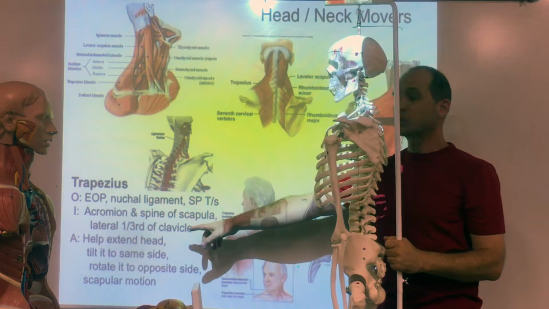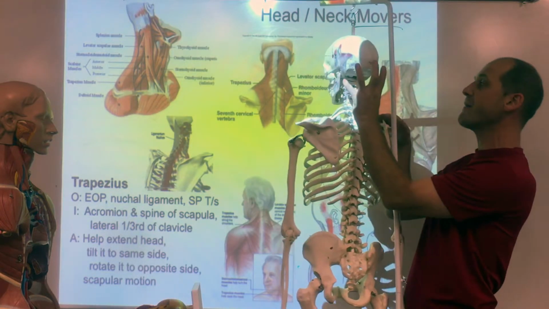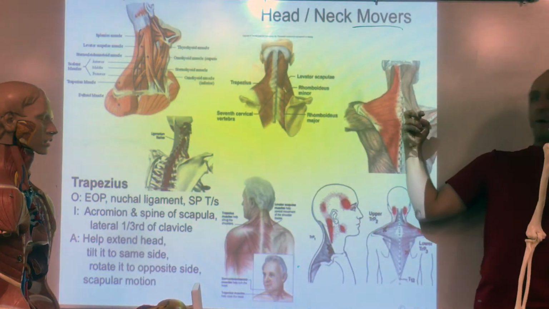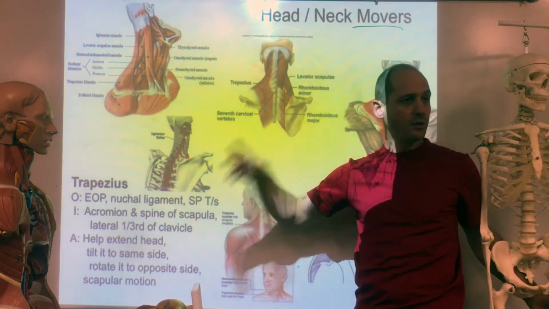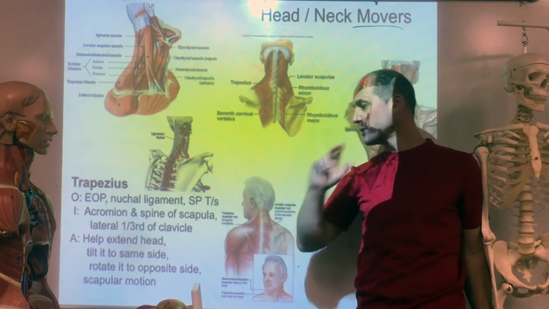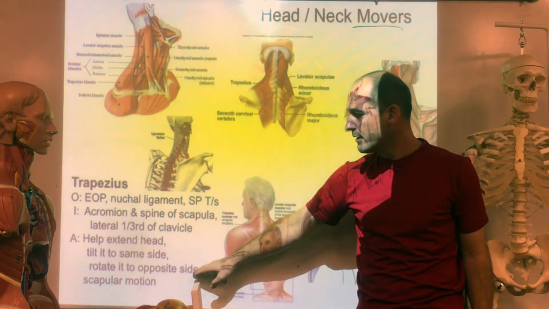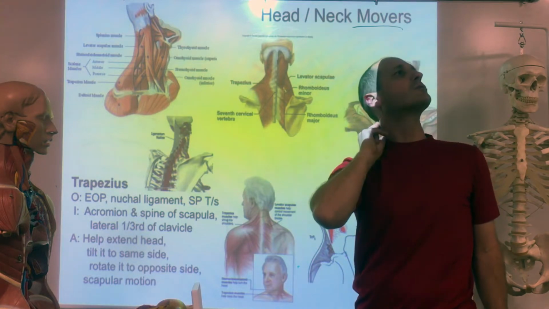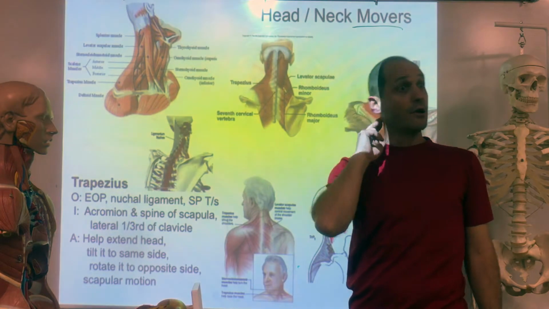So when it contracts, it helps extend the head backwards. You can see that when it pulls back. Right here, it pulls back with both. It also tilts the head to the same side. So when one side contracts, it tilts the head to that side, and it rotates it to the opposite side. Like when it contracts, it tilts it this side, but it rotates it over. Like that.